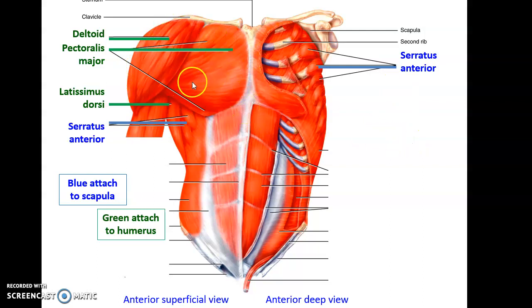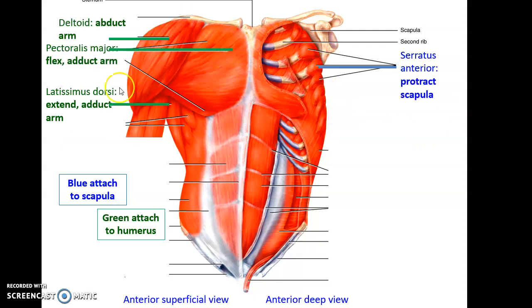We have the large pectoralis major muscle. We have the serratus anterior. You can see parts of it here. You can see more of the serratus anterior muscle over here. It's a deeper muscle, as it were.